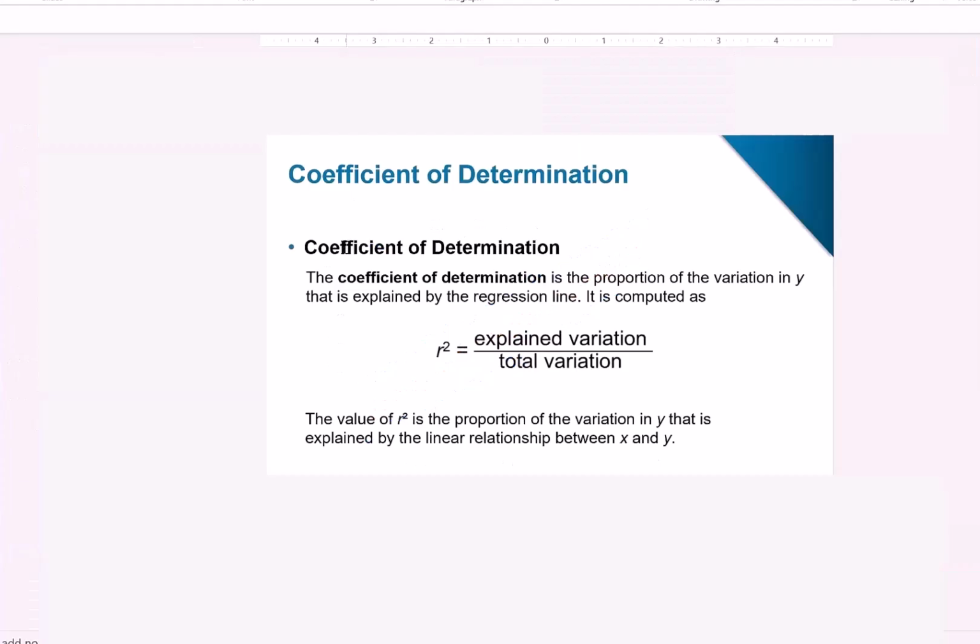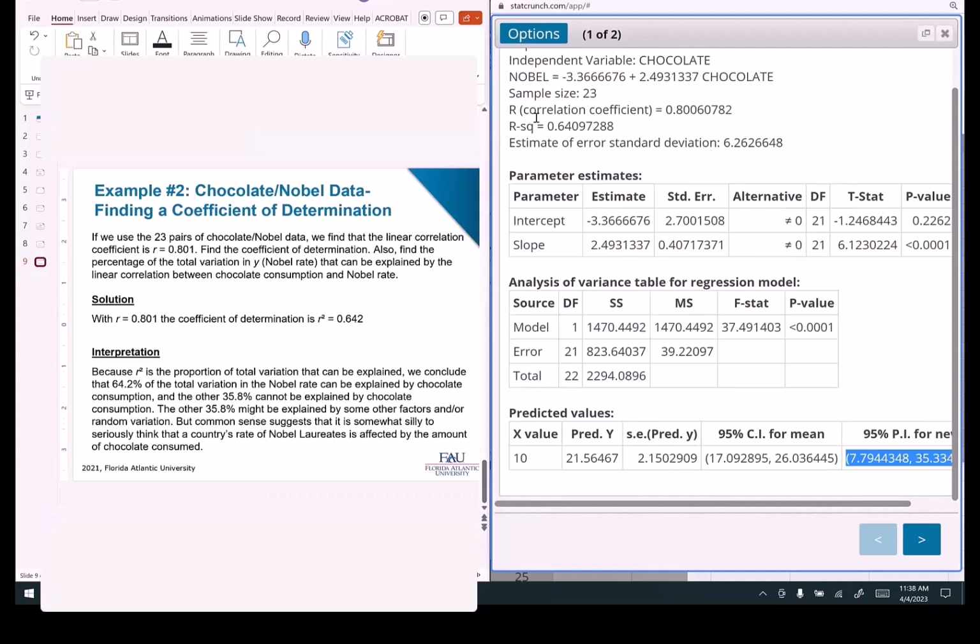The coefficient of determination is the portion of the variation in y that is explained by the regression line. It is computed as r squared equals the explained variation divided by the total variation. The value of r squared is the proportion of the variation in y that is explained by the linear relationship between x and y. For example, if we use 23 pairs of chocolate and Nobel data, we find the linear correlation coefficient. We have r equals 0.801.